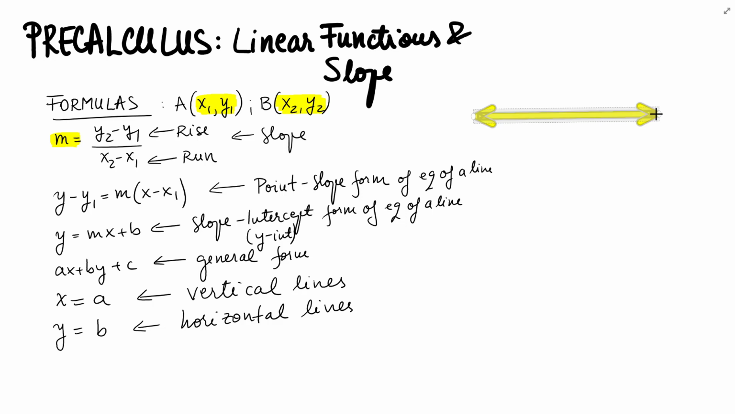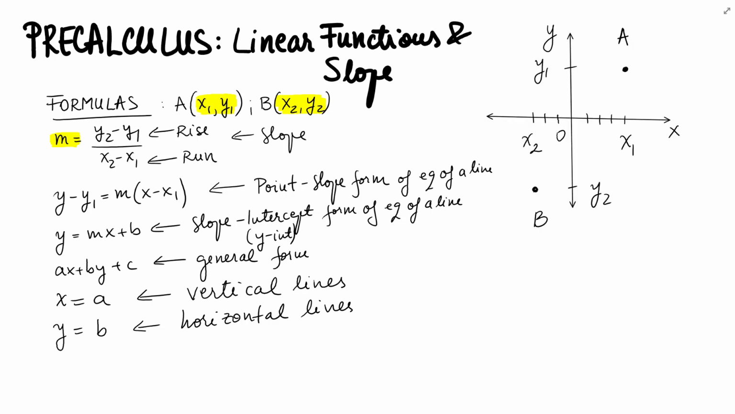So just imagine a coordinate plane where we plotted the point A and the point B. The slope, which measures the steepness of the line that passes through AB, is given by the vertical change, so how it changed from y2 to y1, over the horizontal change, how it changed between x2 and x1.